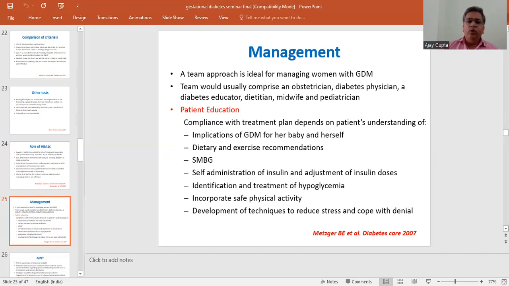So the patient should be educated that this particular disorder is going to affect their baby in an adverse way. By this, we can convince the patient that they require the treatment not only for themselves, but also for the well-being of their baby. So by this, the patient will be convinced and ready to take whatever therapeutic option you are going to give to the patient.